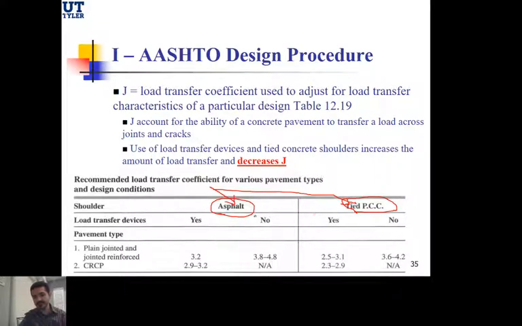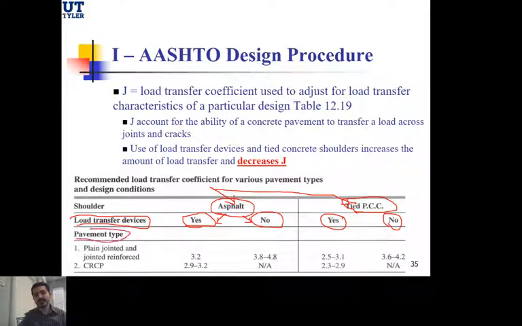Then you're going to ask yourself, what type of load transfer do we have? Is there any load transfer between an asphalt shoulder and the rigid pavement main lanes or not? Same thing for the PCC shoulder. So sometimes we have, again, tie bars that can tie the shoulder to the main structure. So now the structure is one instead of having two pieces. So it depends if there is any load transfer or there is no load transfer.